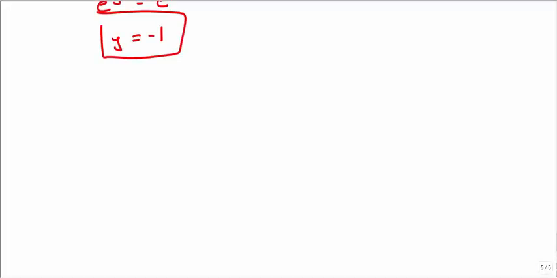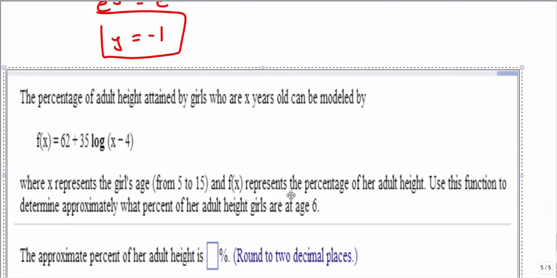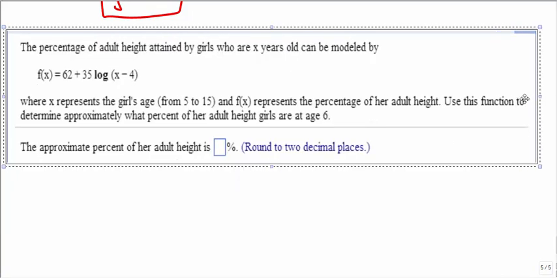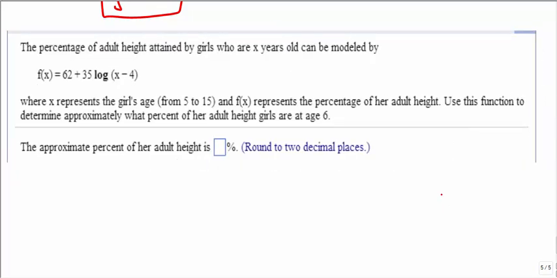There. So again, this is similar to problem 40. Go ahead and take a minute to read. If you want to pause, you can. This says the percentage of adult height attained by girls who are X years old. So we know right away we have a variable. X stands for their years old, can be modeled by this function. So again, x is years old, where x represents the girl's age from 5 to 15.